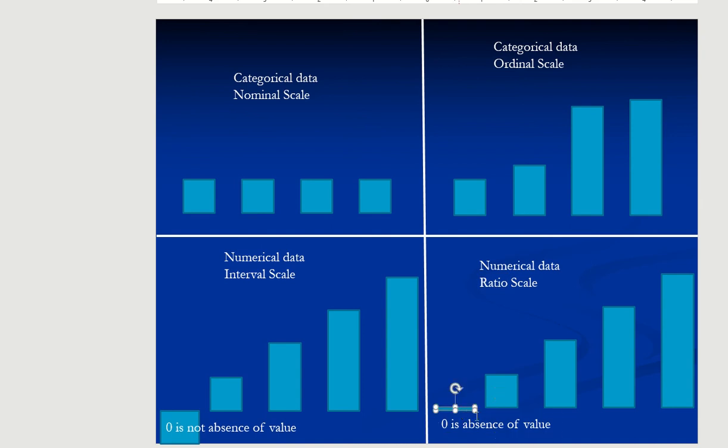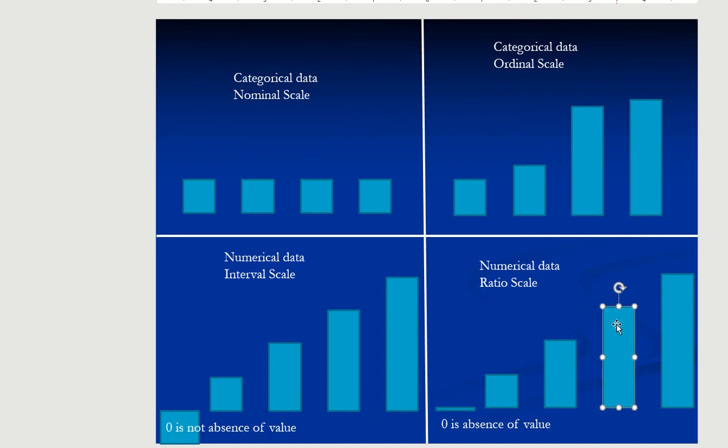So for example, think about salary, okay? $0, you're not getting paid anything. The difference between $0 and $1 is exactly the same as the difference between $1 and $2, $2 and $3, $3 and $4, okay? So it's the same idea here. There is an interval, the interval is maintained, but also there is a ratio. What does it mean, there is a ratio?